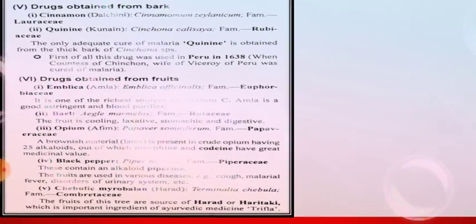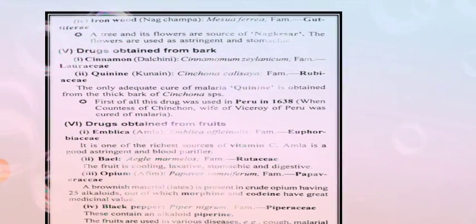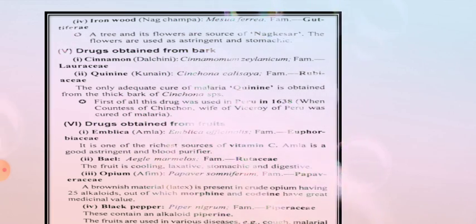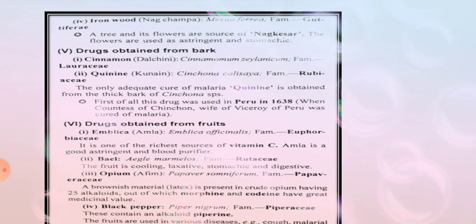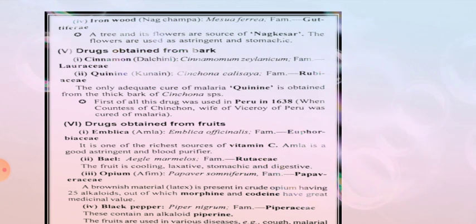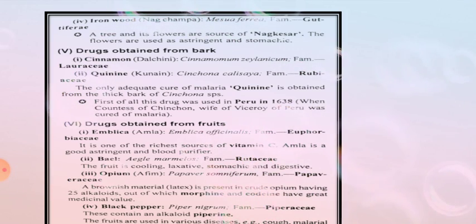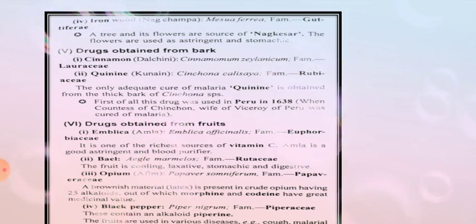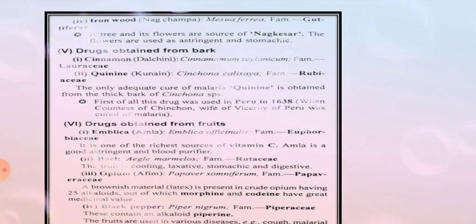Then ironwood is normally what we call nag champa. Its scientific name is Mesua ferrea, and it belongs to the family Guttiferae. It is a tree, and its flower is the source of nag kesar. The flowers are used as an astringent and stomachic. So nag champa or Mesua ferrea is mainly used as an astringent and stomachic.